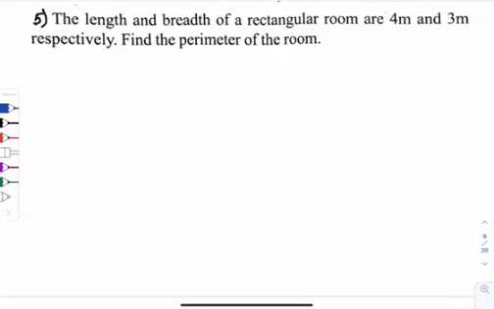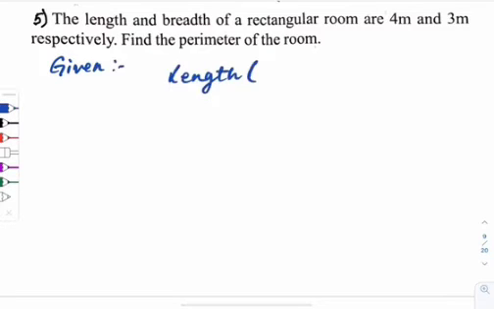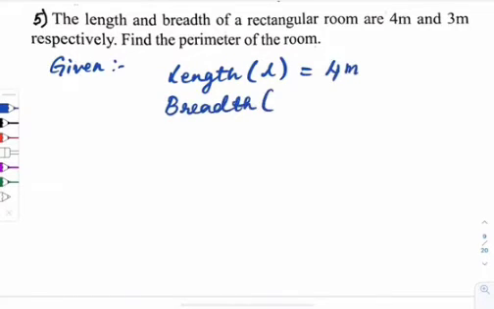Now moving on to the next problem. The length and breadth of a rectangular room are 4 meters and 3 meters respectively. Find the perimeter of the room. Now let us start with the given statement. Now, what is it that is given? Length L is equal to 4 meters and breadth B is equal to 3 meters.